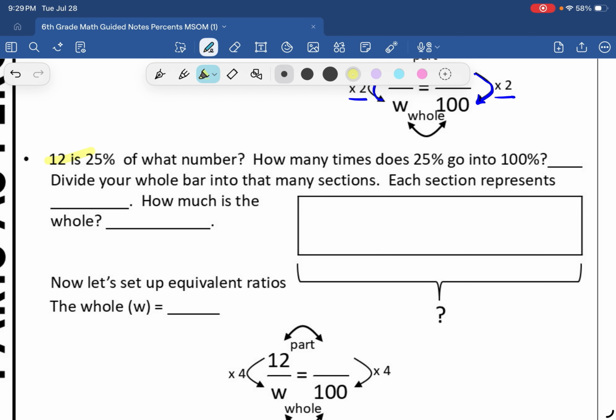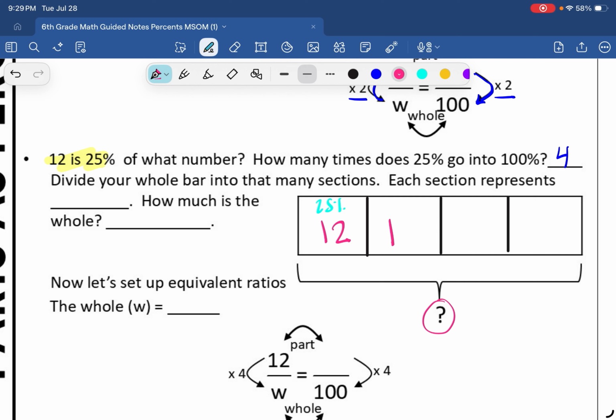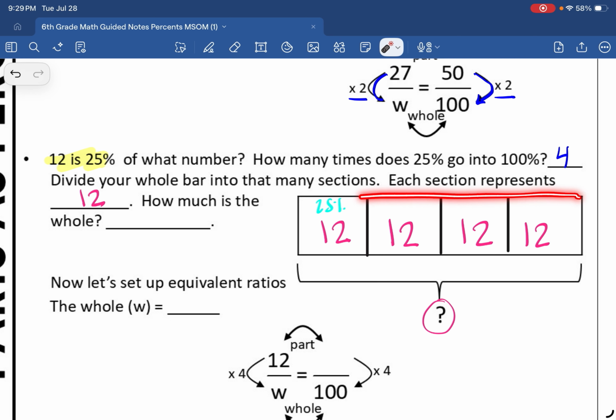12 is 25% of what number? How many times does 25% go into 100%? That will be 4 times. So if I break this bar model up into 4s, that's how I can show 25%, because one section will be 25%. Now I don't know my whole, that's the question, but it tells me that 12 is 25%. That means each of these sections is 12. Therefore, my whole is going to be 12 times 4, or 48.